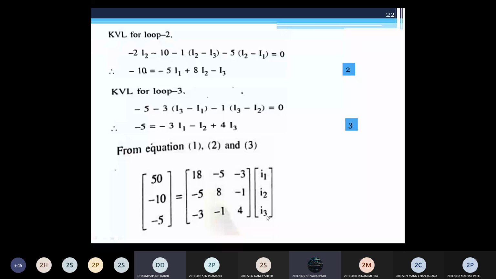Sir, is I1 1.89 ampere? Yes, I will discuss this. Sir, 3.603 ampere.